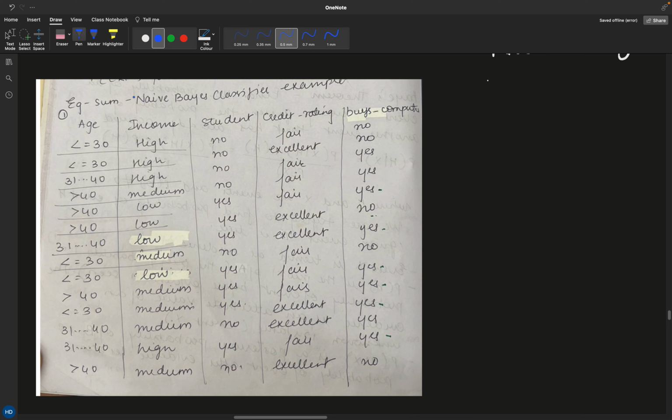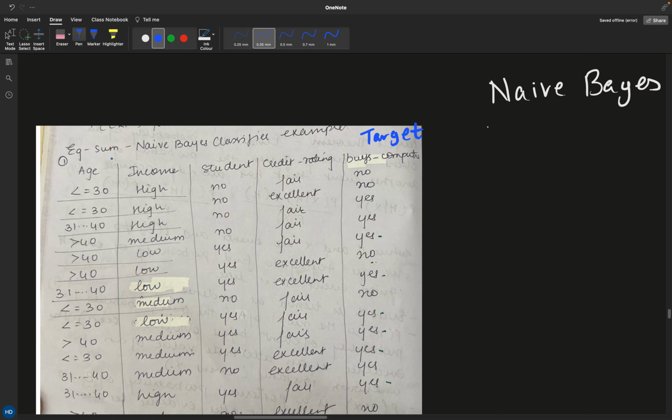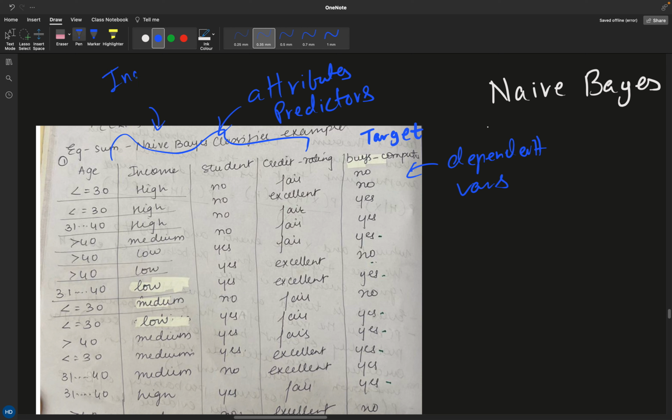In a data set, obviously there is a target. This is your target, and the rest of these, as we know them, are attributes. You can call them predictors. These help in figuring out the value of the dependent variable. Naturally, if this is the dependent variable, these are independent.